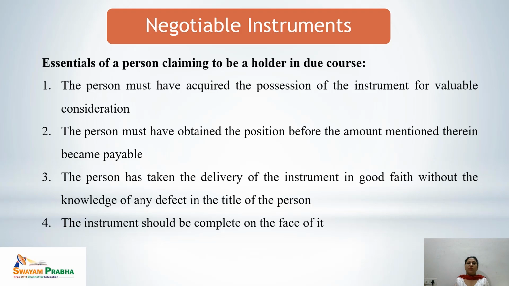Next is, the instrument should be complete on the face of it. That means all the formalities regarding the negotiable instrument, for example, the name of the drawer, name of the drawee, the date, the stamp, the signs, the certain amount, everything should be mentioned on the face of the negotiable instrument.